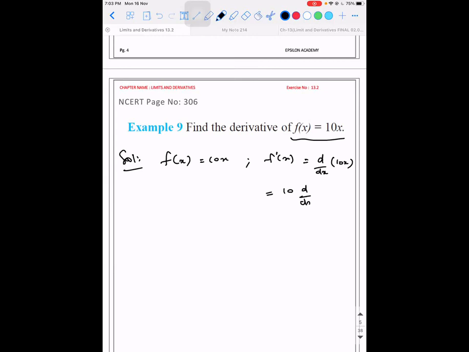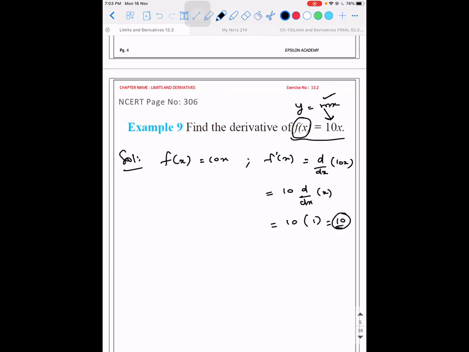So 10 times d by dx of x, that will be 10 into the derivative of x, which is 1. So it will be 10. Because f of x means y. Y is equal to mx is a straight line passing through the origin. So for the line y is equal to mx, what will be the slope of it? M only. And what is m here? 10, sir. So that's what the derivative is also telling us.